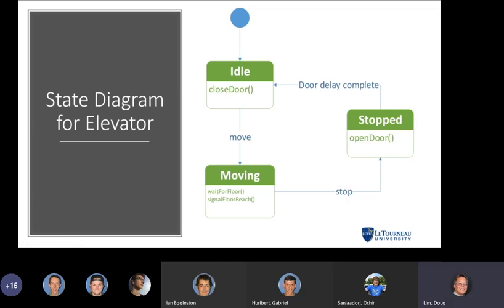So that's sort of my first cut, but again, it could be an action item to review this and look at this closer. So anyway, we have a stop event that then will take us from moving to stop. And once we are in the stop state, we open the door. And then we have a door delay complete, and that's closing the door, which puts us back in the idle state. So anyone see a problem here?